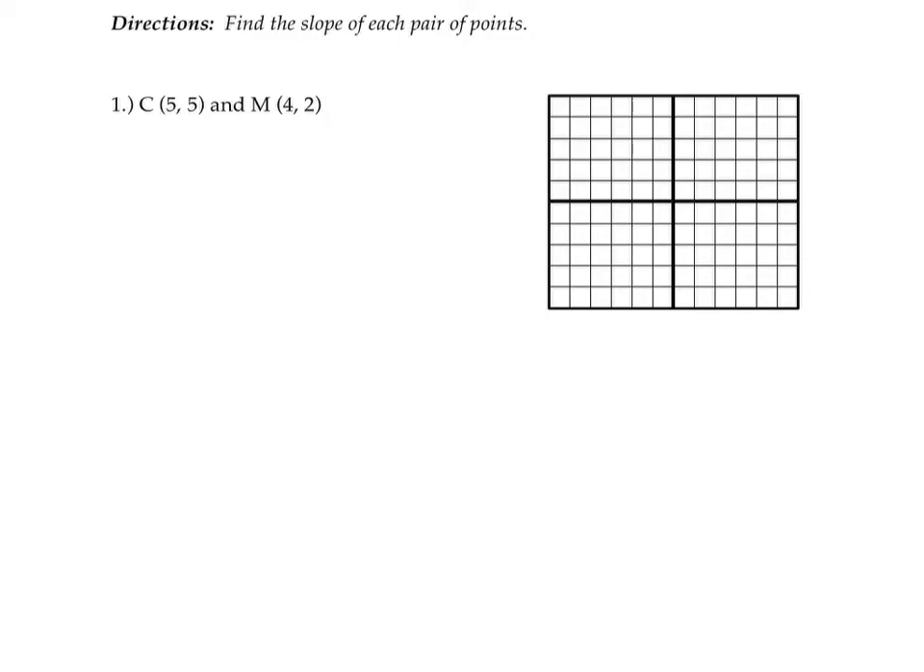Let's first graph these points. C is 5, 5. So go over to the right 5 and up 5. There's our C. And M is 4, 2. And we're going to draw a line. And remember, our slope is the steepness of our line. It's our rise over run. So how do we find our rise over our run on a graph?